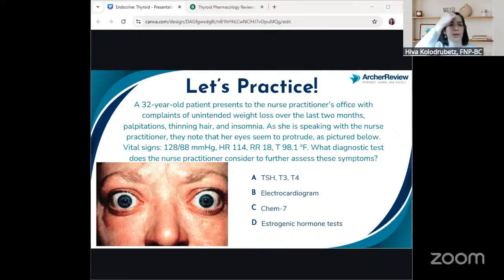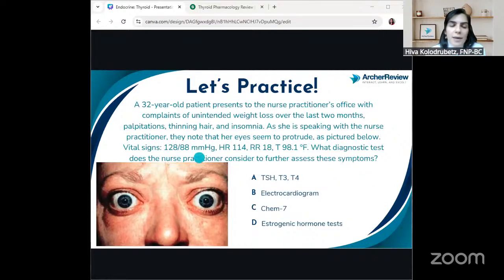All right, so a 32-year-old patient presents to the NP's office with complaints of unintended weight loss over the last 2 months, palpitations, thinning hair, and insomnia. As she's speaking with the NP, they note that her eyes seem to protrude as pictured below. So anytime they give you a picture like this, pay attention to it. It's a good clue. So again, they're telling you this patient's coming in, 32-year-old, saying they've lost weight, they haven't intended to, they don't feel great, palpitations, thinning hair, sleep issues, and you're noting these eyes. So they're giving you all those signs and symptoms.